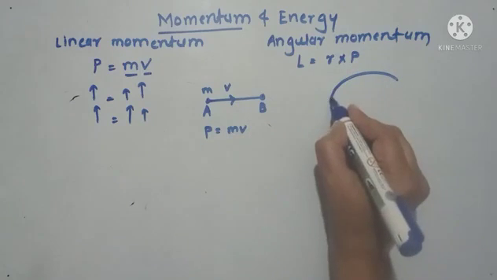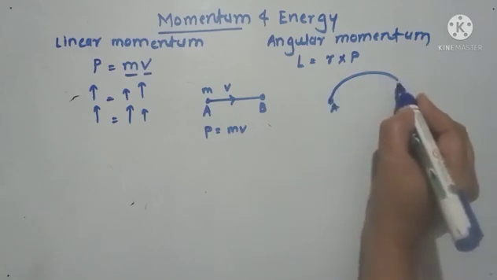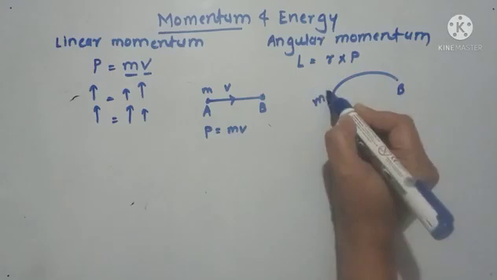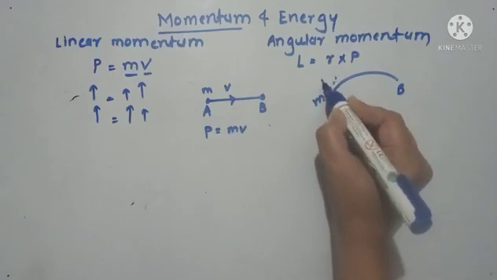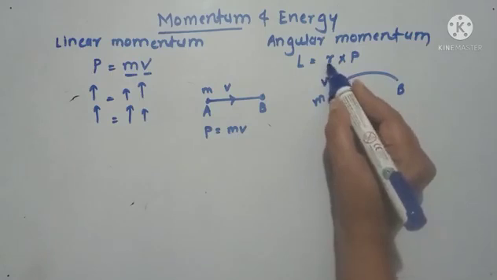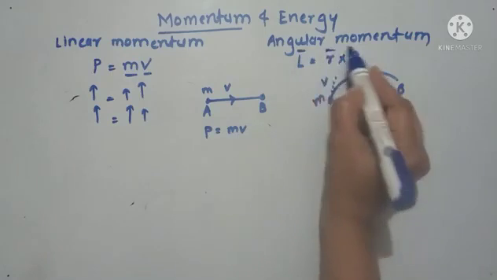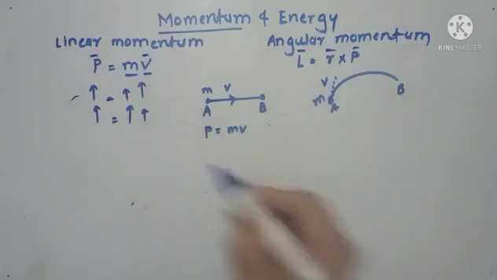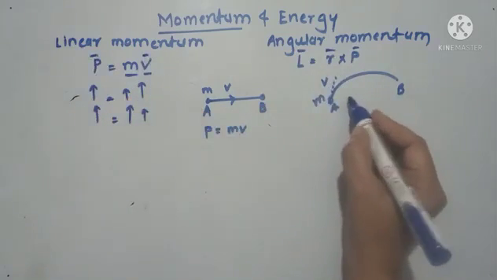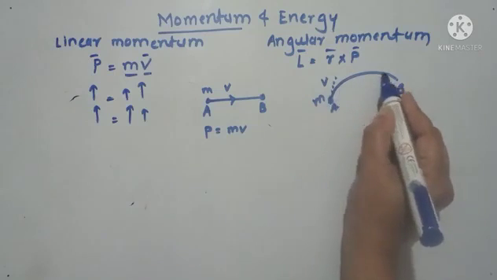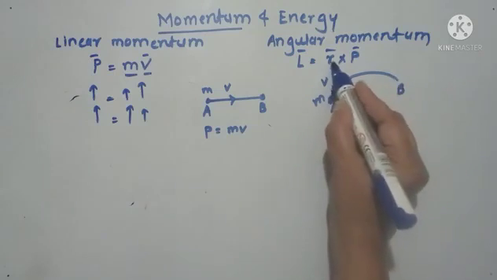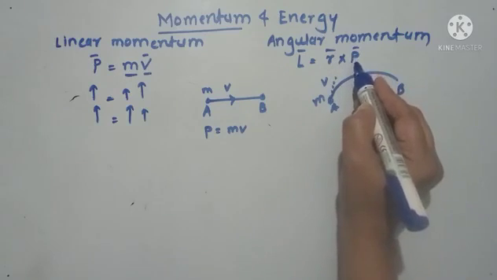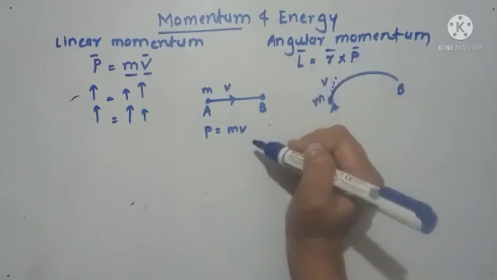whereas the angular momentum is dealing with the trajectory motion of the particle. Suppose this is a particle and it is moving through some curved path, with mass m and linear velocity v. Then its angular momentum is defined by L is equal to r cross p. All these are vectors, so this is also a vector quantity. When a particle is following some trajectory path, the radius of this trajectory path multiplied by the linear momentum is the angular momentum.